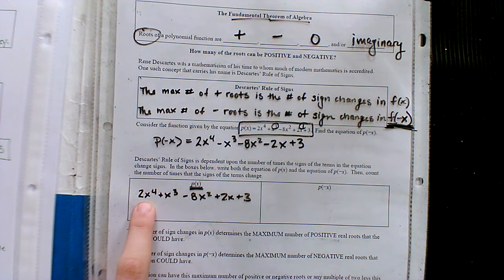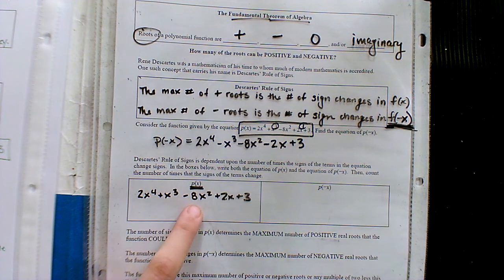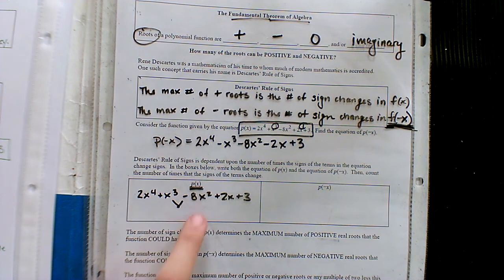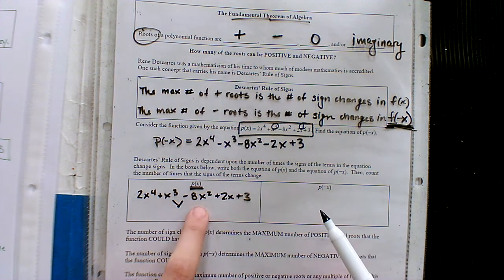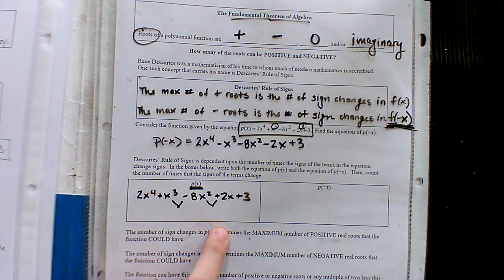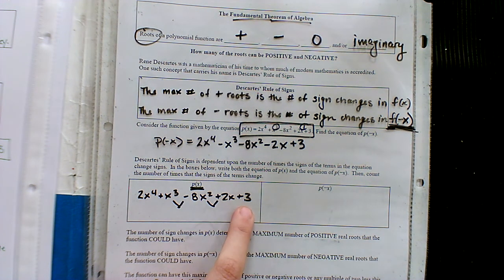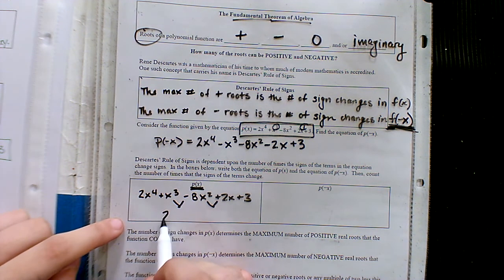Let's see. 2x to the fourth, positive. x to the third, positive. Negative 8x squared, negative. So this one was positive, this one was negative. There's a sign change. If we start again at negative 8x squared and then go to a 2x, that's a negative to a positive, that's another sign change. And then we go from 2x to 3. Both of those are positive. So when we look at the original equation for those sign changes, it looks like we only have 2.